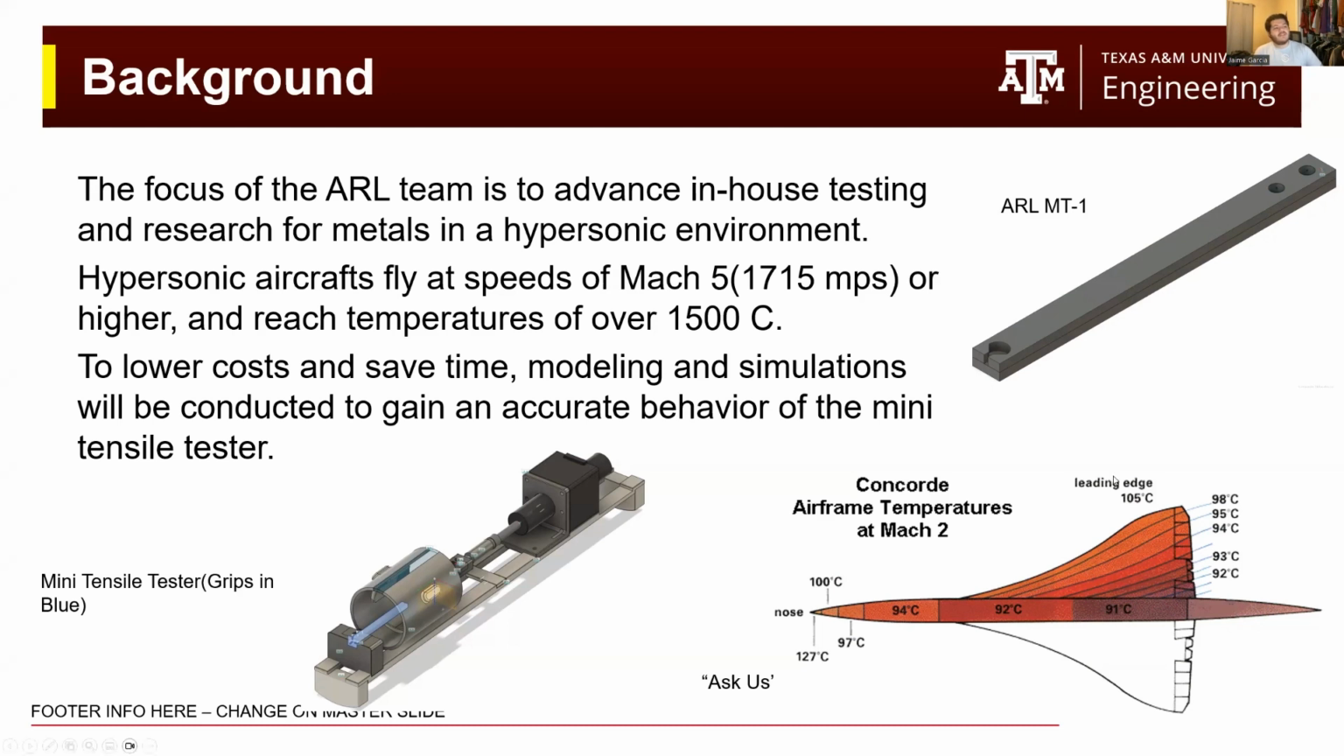As you can see here in the Concorde at Mach 2, the nose and the leading edges have the highest heat. However, it is good to keep in mind this is at Mach 2. At Mach 5, and at heights closer to the surface, the temperatures will easily reach much higher. To study the effects of a metal in a hypersonic environment, a mini tensile test machine capable of recording accurate mechanical properties of metal at 1500 degrees Celsius is being developed by the aerial team as we speak.